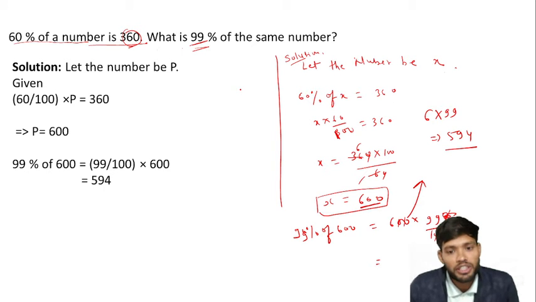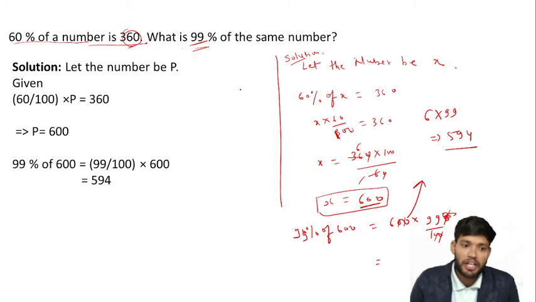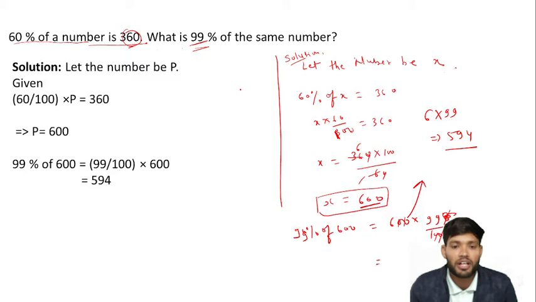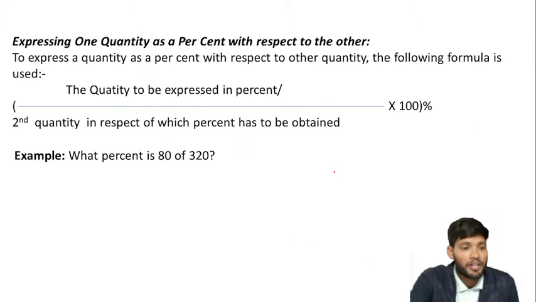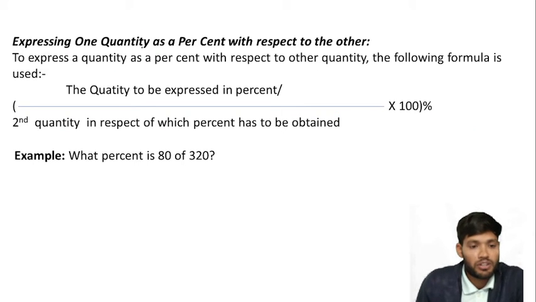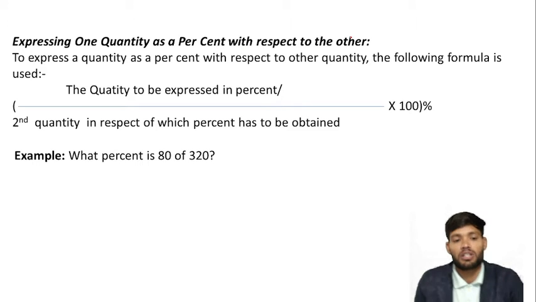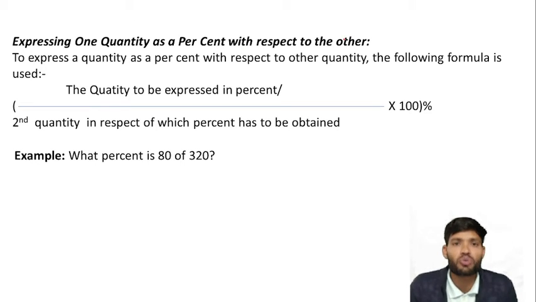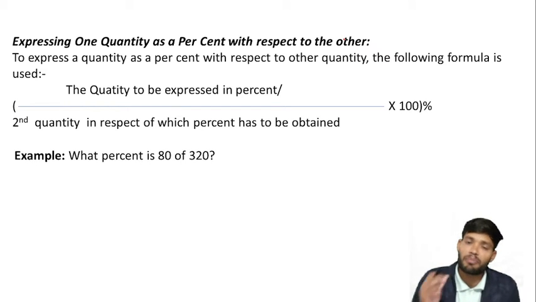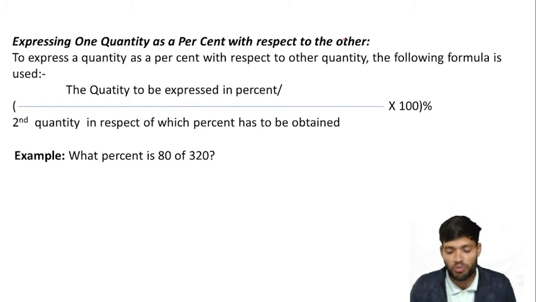If you don't, please pause the video and replay it, or try to solve it yourself and play it again. Now expressing one quantity as a percent with respect to another. The concept is that if we want to express any quantity as a percentage with respect to any other number, we can use this formula.